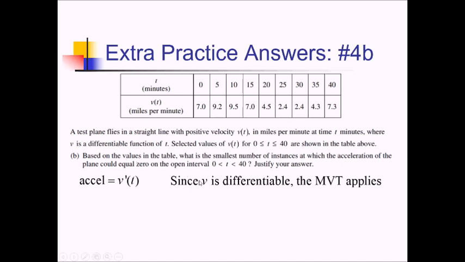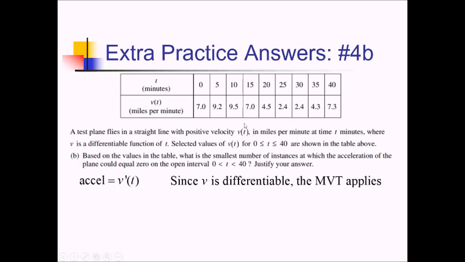So I'm specifically looking for intervals that when I do the average rate of change on them, I'm going to get back a value of 0. And then I'll be able to use the mean value theorem to prove that we're guaranteed that v prime equals 0 somewhere on those intervals. So I'm going to be very selective in which intervals I look at here.